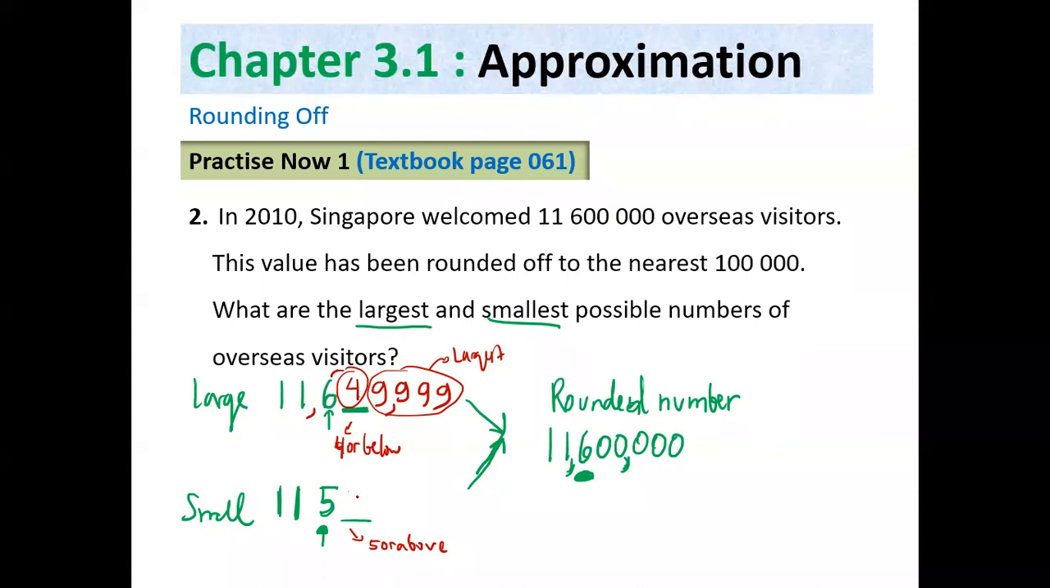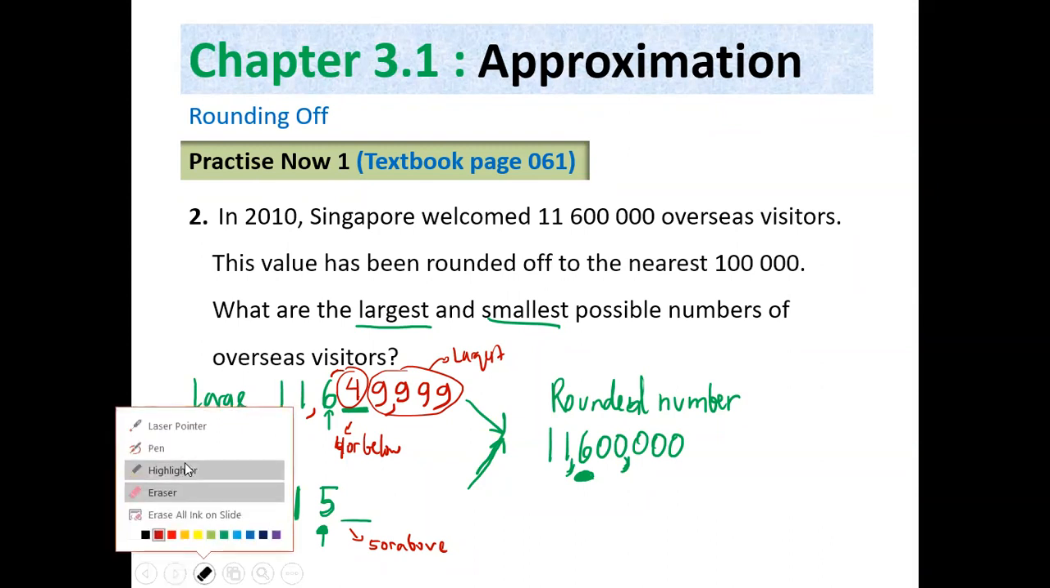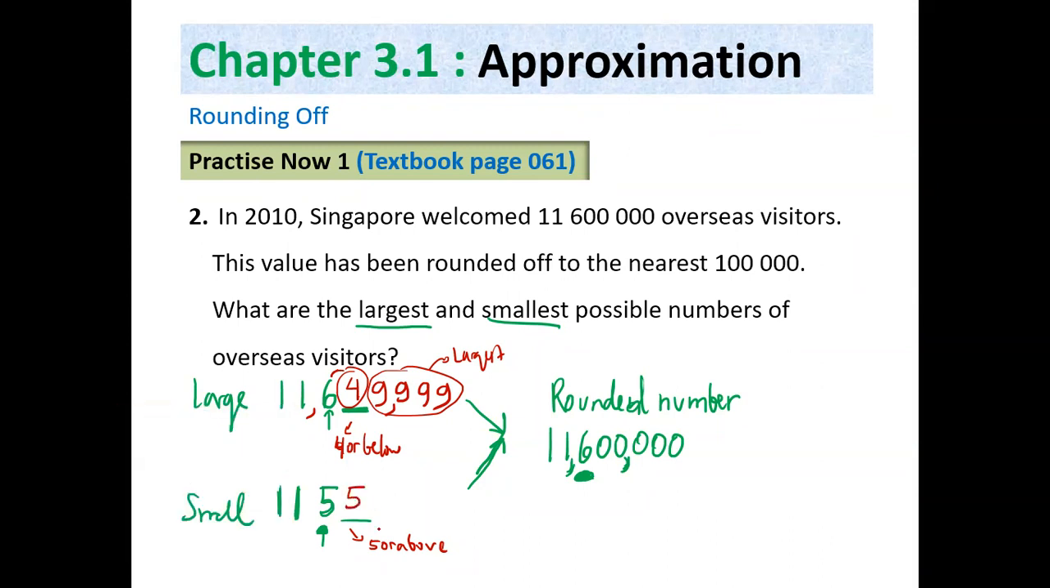You can put 5, 6, 7, 8, 9. You can put any of the numbers, right? But pick the smallest, right? So 5 itself, it still rounds up, and then 0, 0, 0, 0. That's it. Why? Because this will be the smallest possible number. That's the question that they want you to do.